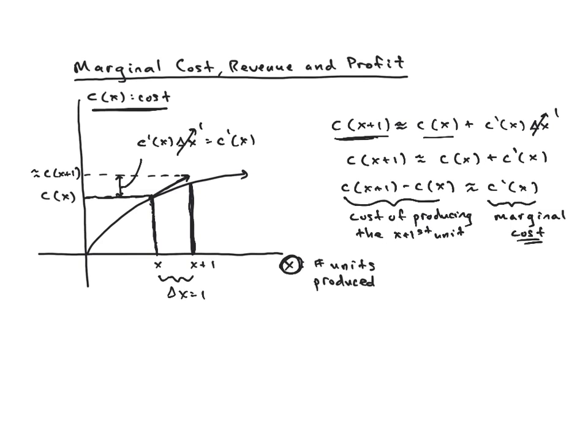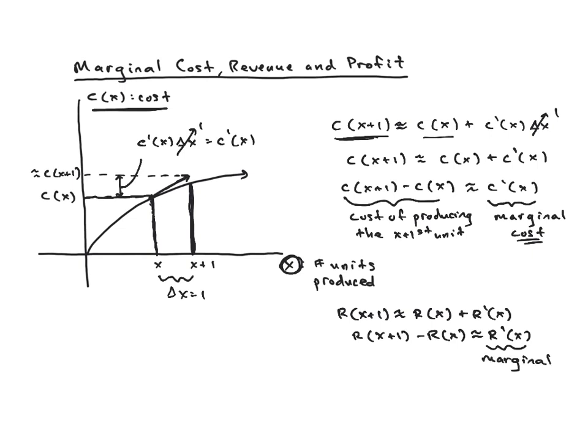All right, so the same idea works if we have a revenue function or a profit function. In those cases, I might write R of x plus 1 is approximately equal to R of x plus R prime of x times delta x, where delta x equals 1, so we don't have to write that. And then I could say R of x plus 1 minus R of x is approximately equal to R prime of x. So this here we'll call the marginal revenue. And this here is the revenue from the x plus first unit.